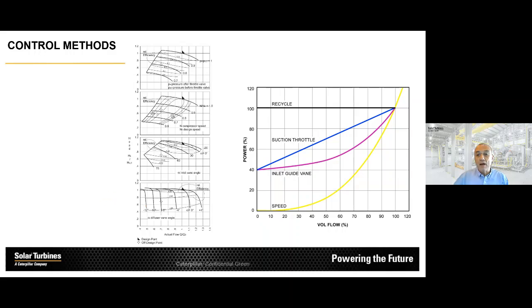And you see that on the graph on the right. If I reduce the volumetric flow by changing the speed, then my power demand drops much faster than if I use vanes or throttling. And if I were to use recycling, regardless of the flow going through the machine, I always would consume the same power. So you really see here why speed variation is so attractive for controlling centrifugal compressors.